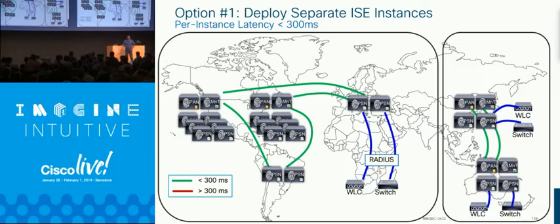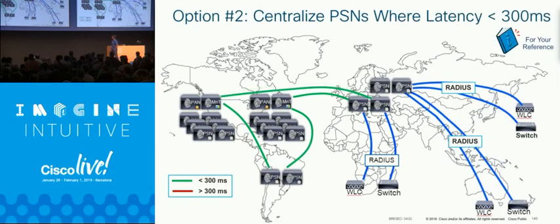That's option one. Another option would be you can have all the PSNs centralized. Because remember, the flow is between the PSN and the PAN and the MNT. So if your PSNs are centralized and you have a data center on both sides of the world, then that should be fine.